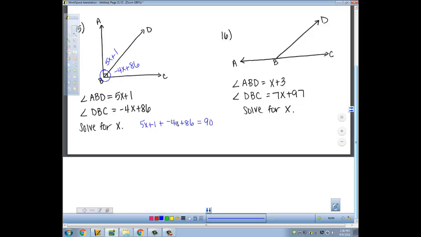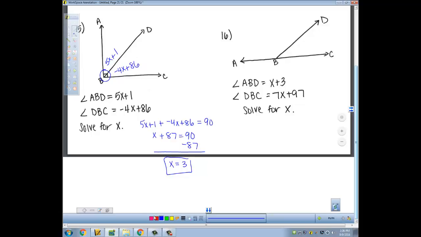Combine your like terms, 5x minus 4x is just x, 1 plus 86 is 87, equals 90. Subtract 87, so x equals 3. So again, if he then wanted to know what each angle was, you could just plug it in. Negative 4 times 3 is negative 12, plus 86 would give you 74.